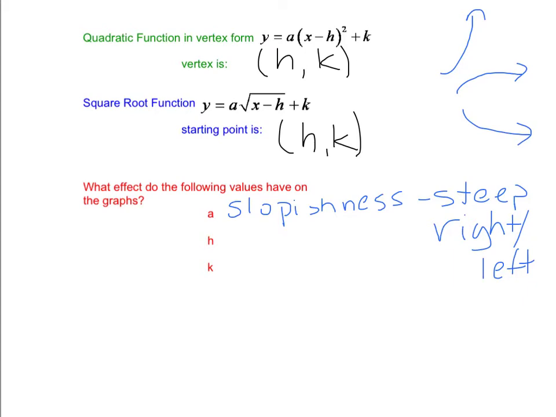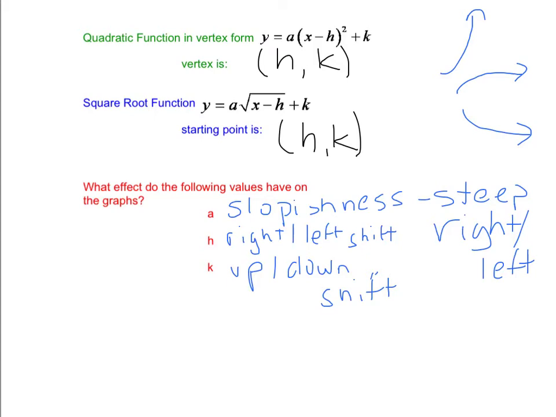That's our A value, that's our slopishness. H is going to be the right-left shift, just like it was before, of the starting point, and therefore the whole square root function. And K is going to be the up-down shift, just like it was before, moving up and down the y-axis. So, any questions about that part of it?